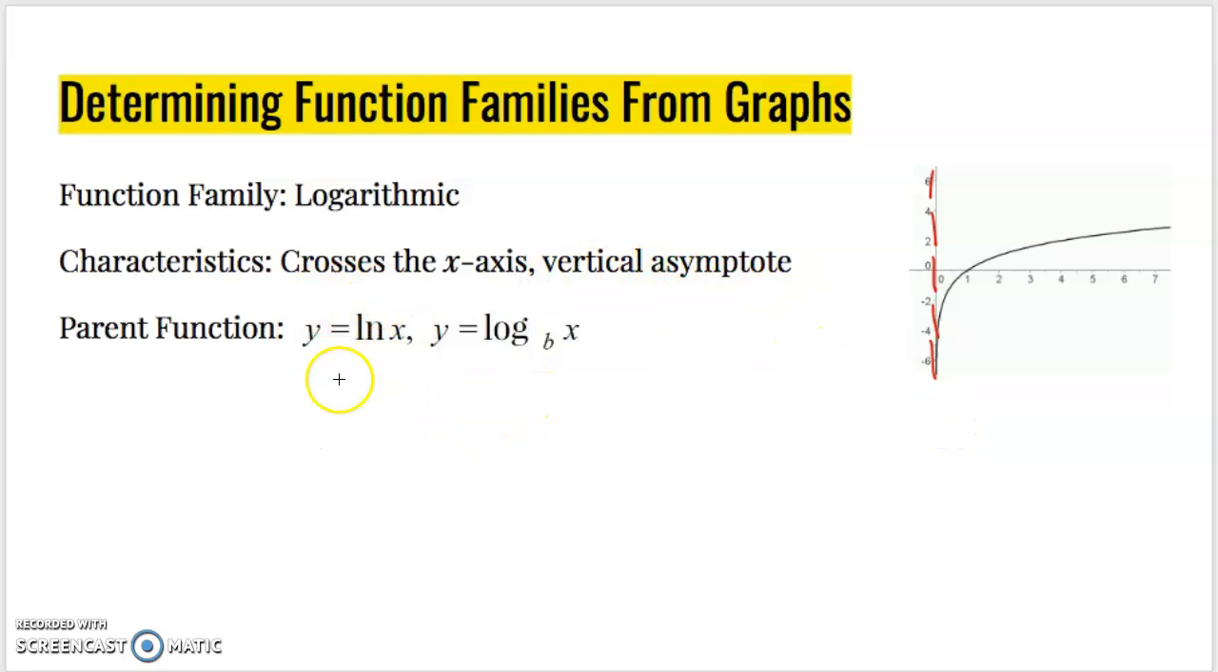And then there are two parent functions you could write down for the logarithmic function family. This is what's called a common log, because it actually has just the word log in it. And then when you have ln, this is a natural log. So you could write down either of those as the parent function, or you could write down both of them. That's up to you. So a natural log or a common log.